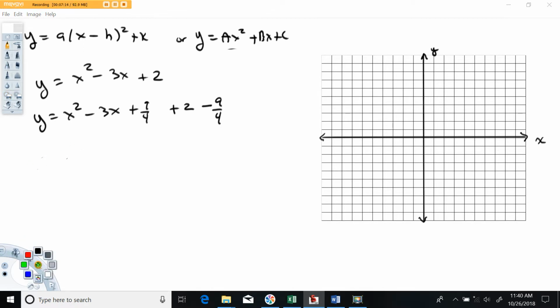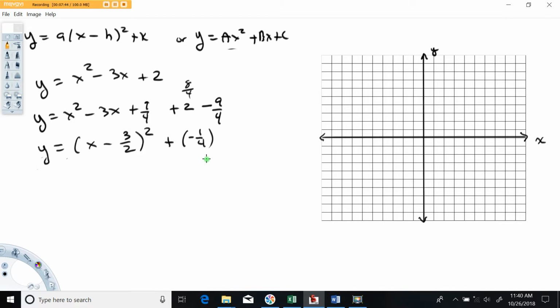Alright, so what we have done now is we have designed this to be equal to x minus 3 halves, the quantity squared. Let's go ahead and simplify this while we're at it. Common denominator is a 4, so this thing is 8/4 minus 9/4. That's negative 1/4. I'll just put minus 1/4 there. All right. Okay, we're ready to kind of sketch this, I think.